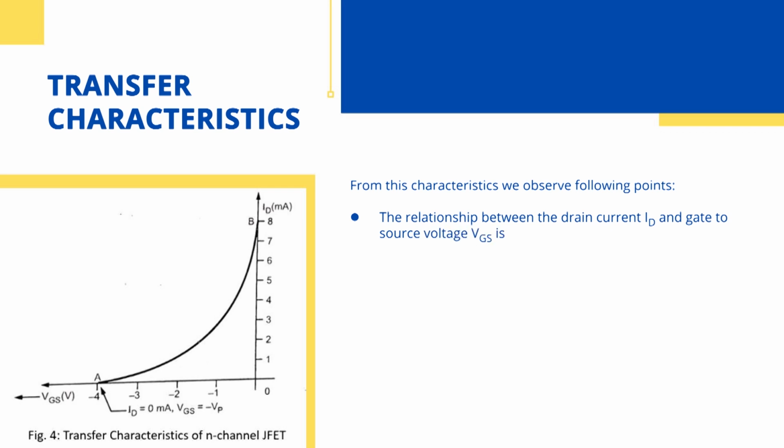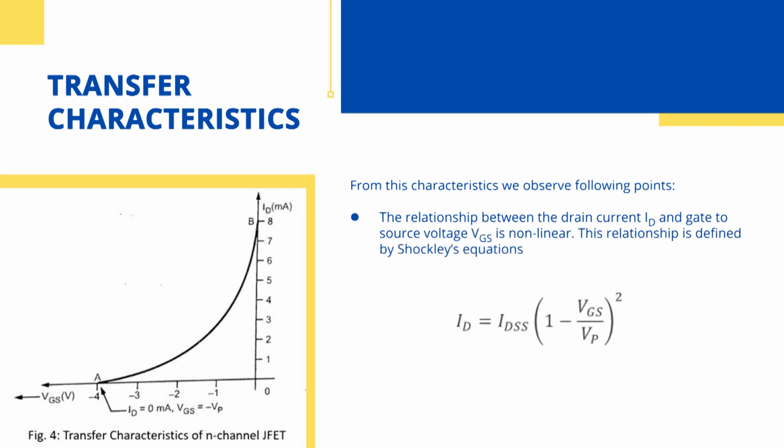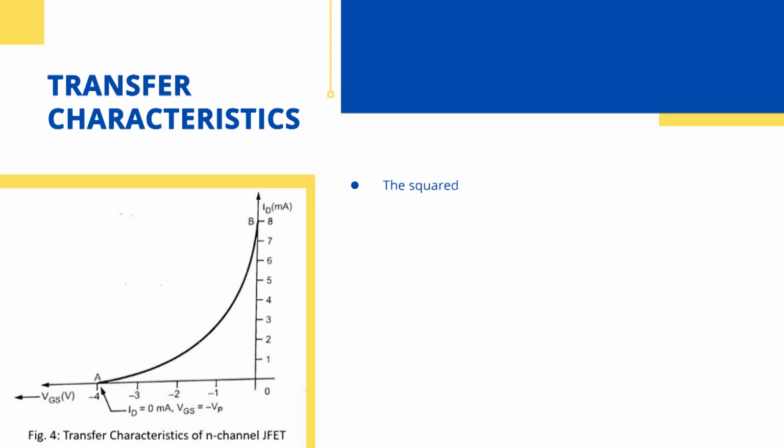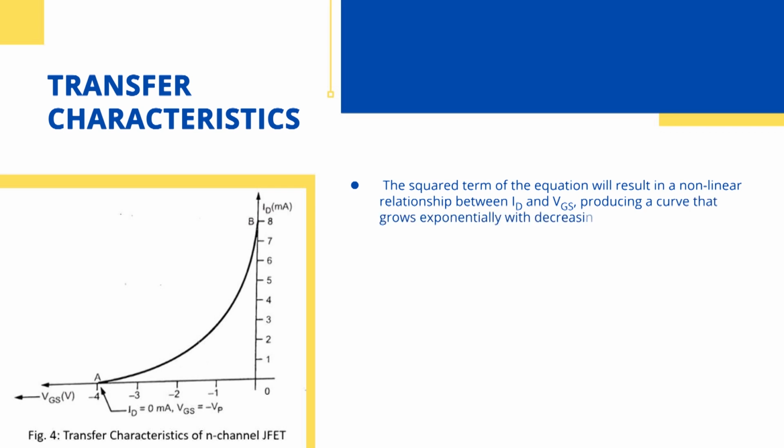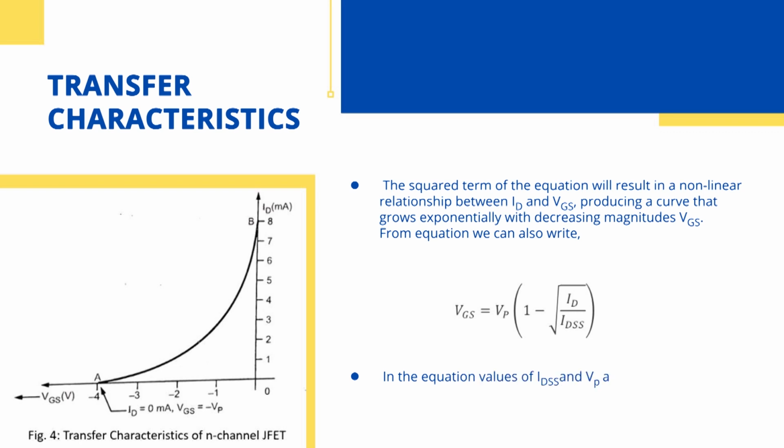The relationship between the drain current and gate to source voltage is nonlinear. This relationship is defined by the equation ID = IDSS (1 - VGS/VP)². The square term in the equation results in a nonlinear relationship between the drain current and the gate voltage, producing a curve that grows exponentially with decreasing magnitude of VGS.